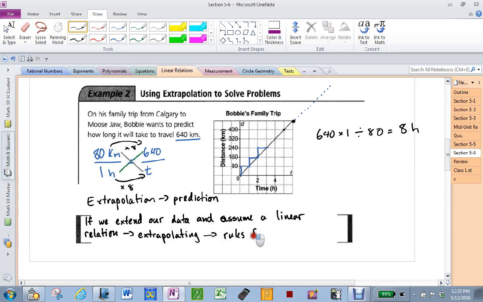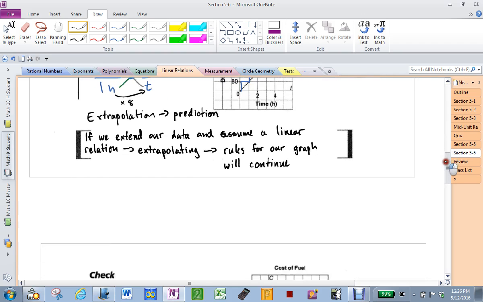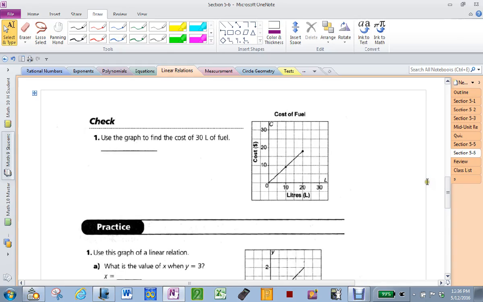That the rules for our graph will what? Could change? No. We're assuming that they won't change, right? We're assuming that the rules for our graph will continue, because we are using it to predict a value that we do not have. Does everyone understand? Interpolation, in the graph. Extrapolation, I need extra data. Everybody cool? All right. It's pretty easy. It's just a fancy new word. So, look at this next graph. Is it inter or extrapolation?